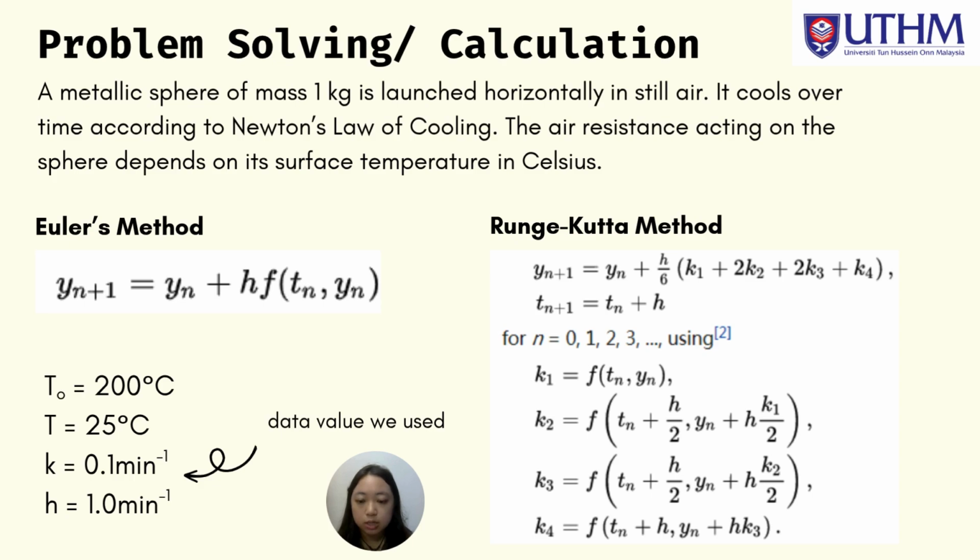Below, t naught equal to 100 and t equal to 25, and then for k we use 0.1 minute, and for h we use 1.0 minute. This is the data we use during the calculation.